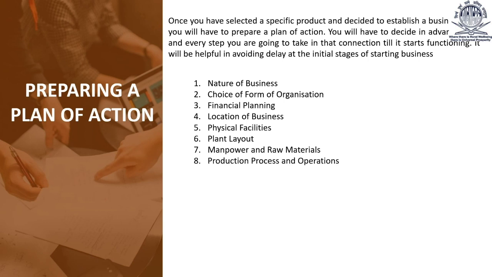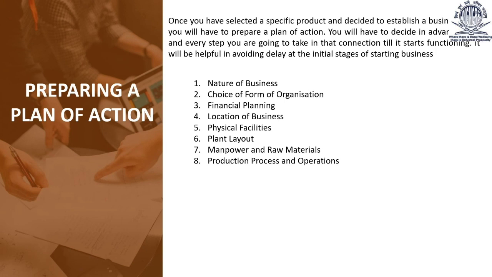Third point is financial planning. A business cannot be started and run without a sufficient amount of capital. Capital is required to buy fixed assets like land, building, machineries and equipment. Capital is also required to buy raw material and meet day-to-day expenses of the business like salary and wages, electricity charges, telephone bill, etc. Fourth is location of business.